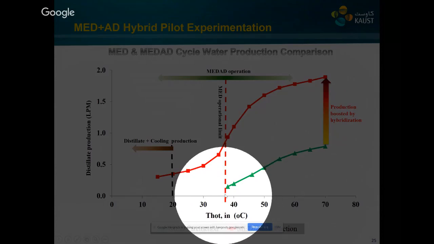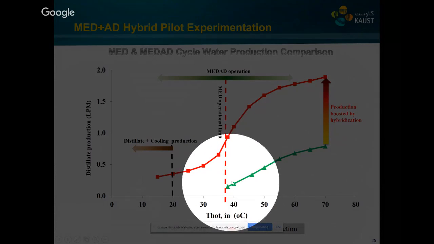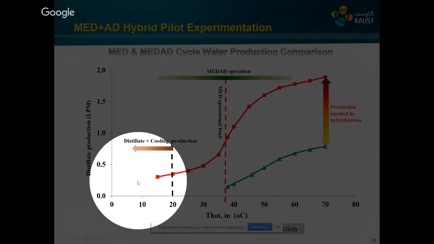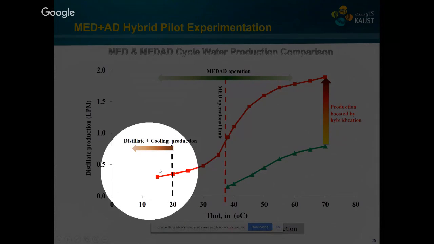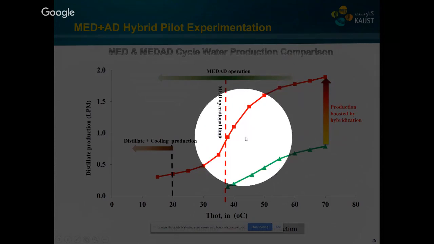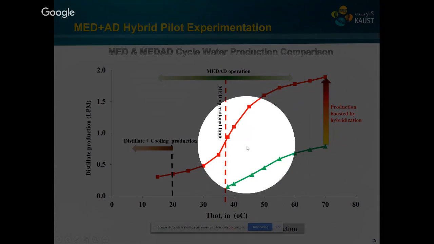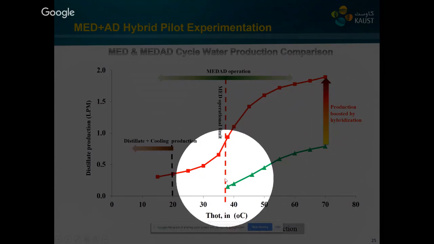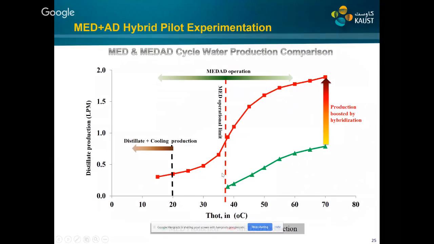On top of that, for the conventional MED system the temperature limit is around 38, but we can go as low as 15 degrees for the heat source. The last stage is operating at 5 degrees centigrade. So this was a successful demonstration of the operability of our hybrid system below ambient condition, while still producing almost 2 times higher than the conventional MED system.